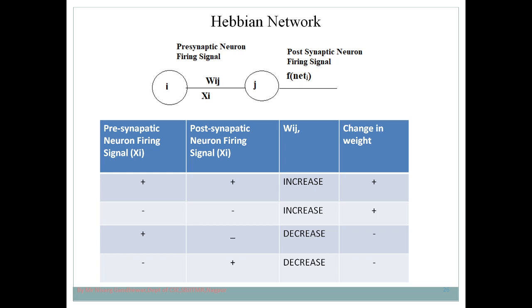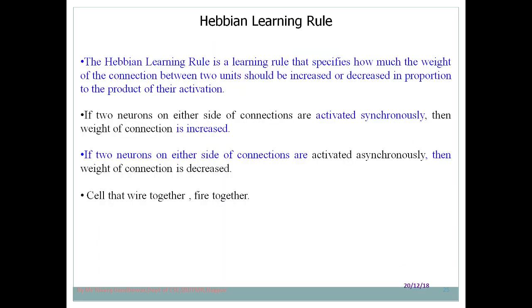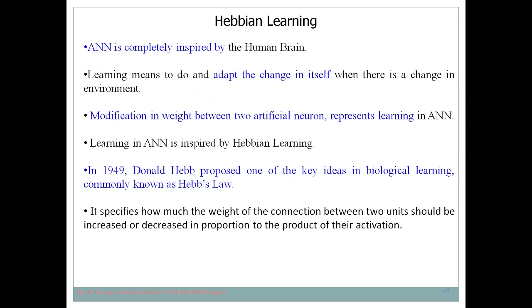The thing is very simple. When two neurons are synchronously activated, the weight has to be increased, and when the neurons are not synchronized, meaning they are activated asynchronously, the weight has to be decreased. This is the major takeaway you need to understand about Hebbian learning, the Hebbian rule, Hebbian law, and so on. So I hope you understand the concept of Hebbian learning and its role in artificial neural networks. Thank you.